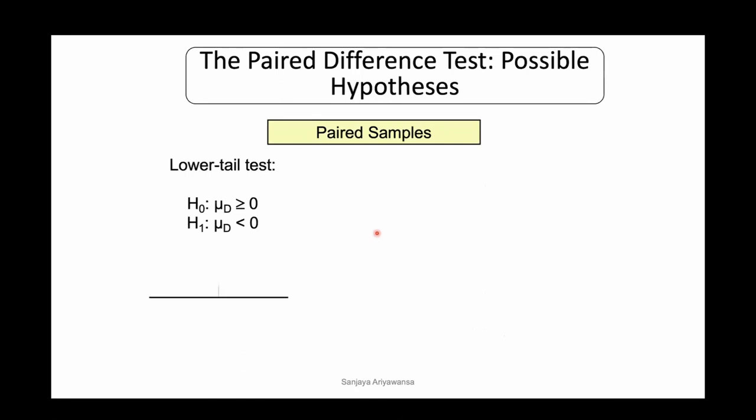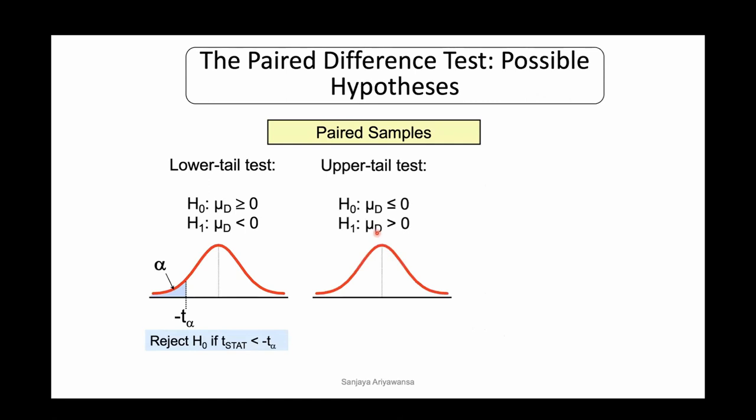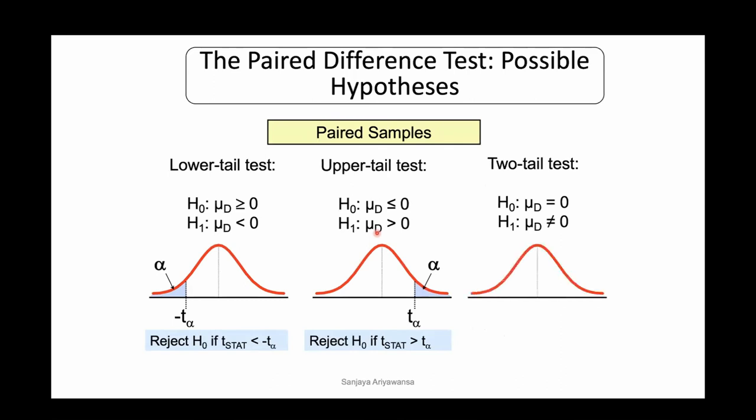How does it look visually? Well, if you have a lower tail test, this is what it would look like. You have a level of significance. You reject H0 if your t stat is less than minus t. All of this is very similar. The only thing is how you write your H0 and H1. That's a little different in this case, because your population parameter of interest is this mu d.